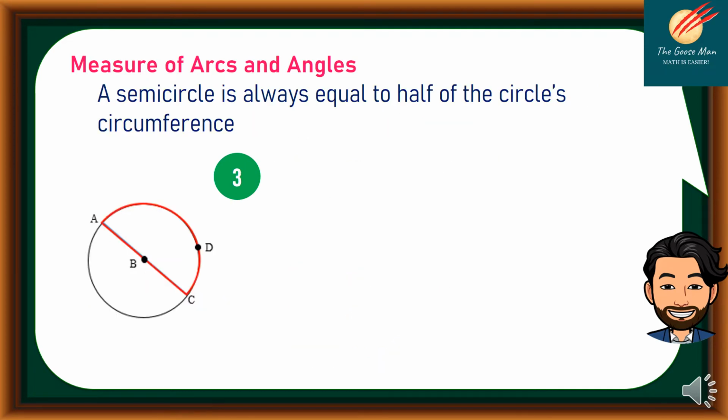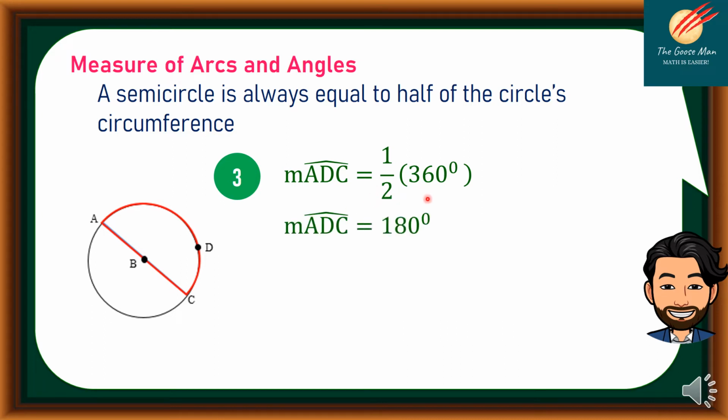Also, take note that the semicircle is always equal to half the circle's circumference. And take note that the circumference is the same as 360 degrees. So let's consider problem number 3. If we want to find the measure of arc ABC, this is equal to 1/2 of 360 degrees. So again, this is equal to 180 degrees. Note that the circumference is equal to 360 degrees.